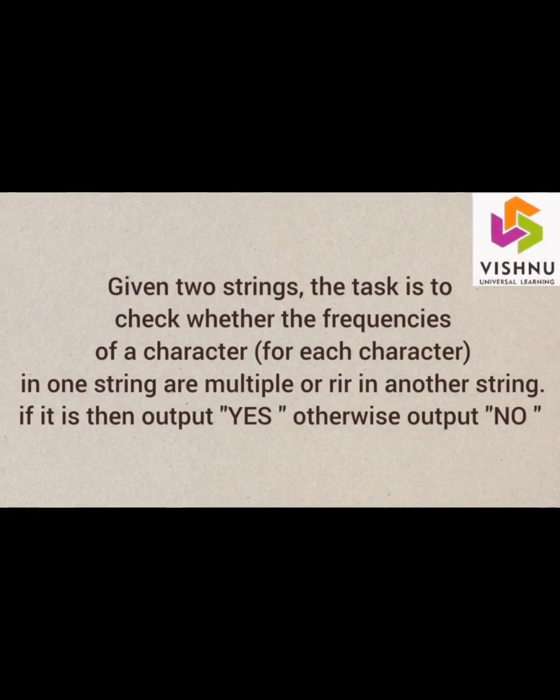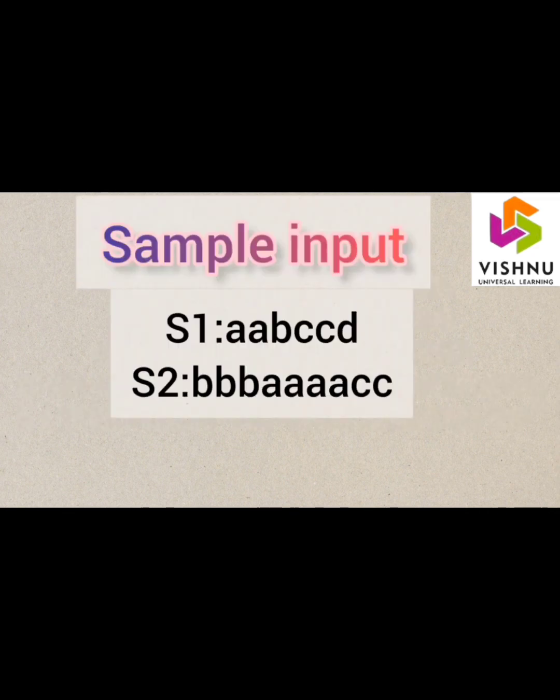Let us check our problem statement. Given two strings, the task is to check whether the frequency of each character in string 1 is a multiple or factor of its frequency in the other string. If it is, then output yes, otherwise output no. From the problem statement, we understand that we should access two strings from the user. Later, count the frequency of each character in both of the strings. If the frequency of each character in string 2 is a multiple or a factor of the frequency of the same character in string 1.